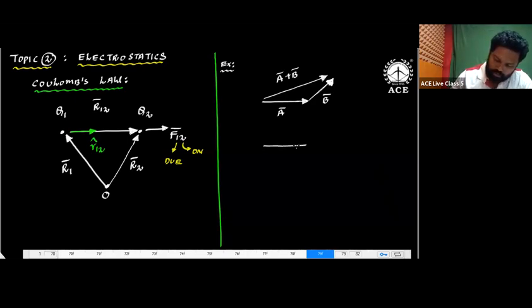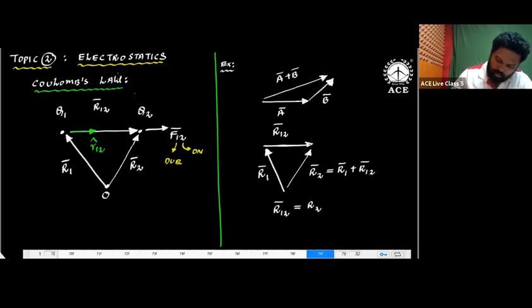Okay, I'll apply the same logic here. Here is a vector, beta. Here it is R12 vector. Here it is R1 vector. Then what is this one, beta? R2 is equal to R1 plus R12. What is this R12? It is equal to R2 minus R1.